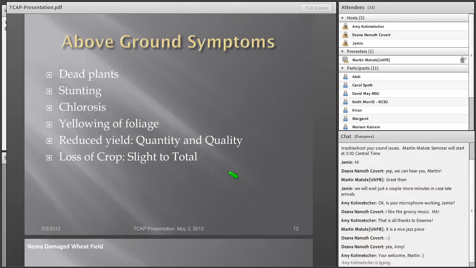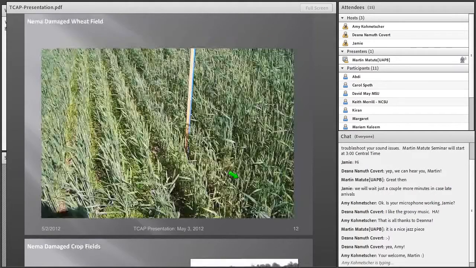However, these are some of the above ground symptoms: dead plants, stunting, chlorosis, yellowing of foliage, reduced yield, loss of crop, which could be slight to total. So these are some of the above ground symptoms of nematode infection. And this is a wheat field that has been damaged by nematode.